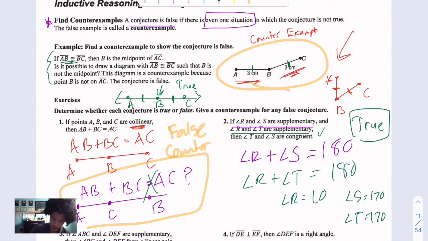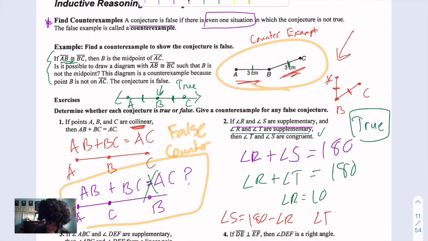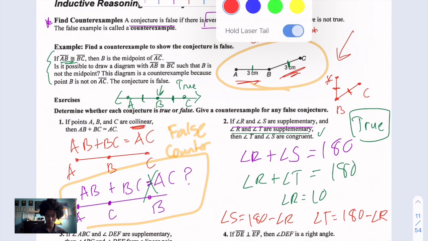And to prove this algebraically, what you would set up is just saying angle S is equal to 180 minus angle R, and angle T is equal to 180 minus angle R. So then you can see that both of them are the same. Thus, angle S and T are congruent. So that's why, again, this is true.